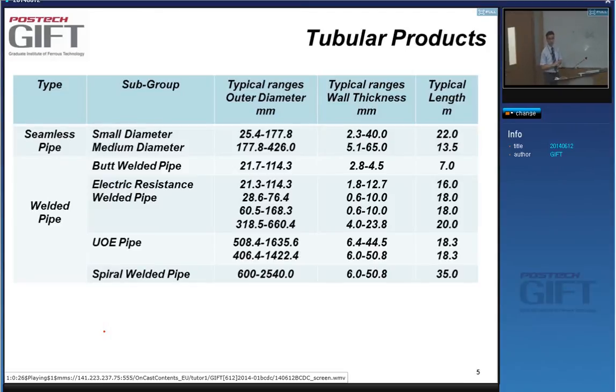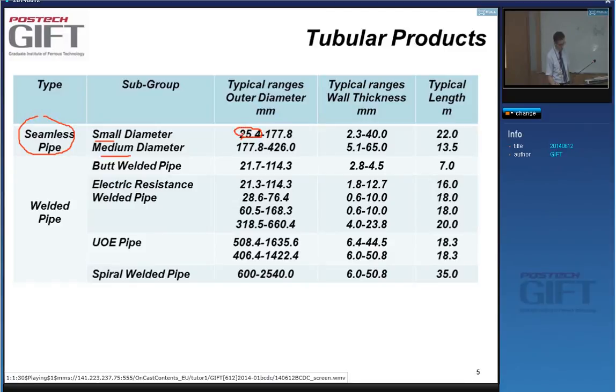So these tubular products, when you have a tube, if I don't tell you what this is, it can be an extremely small tube, or a huge tube. So obviously the radius or the diameter is important, and the thickness is important. If we look at the types of pipes and the sizes, for seamless pipe we tend to have small diameters and medium diameters. What does that mean? Small will be 25 millimeters diameter to about 100.